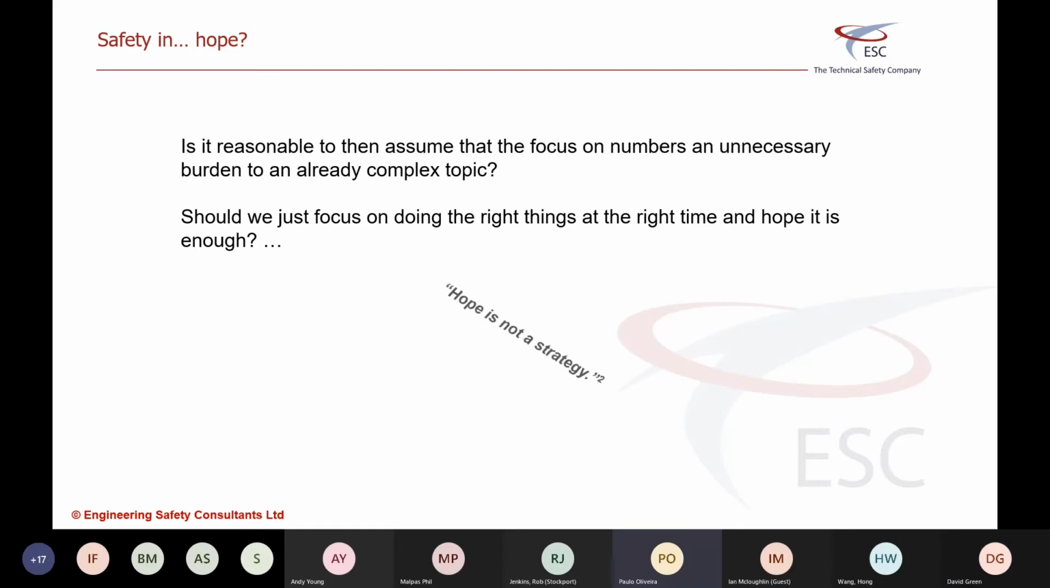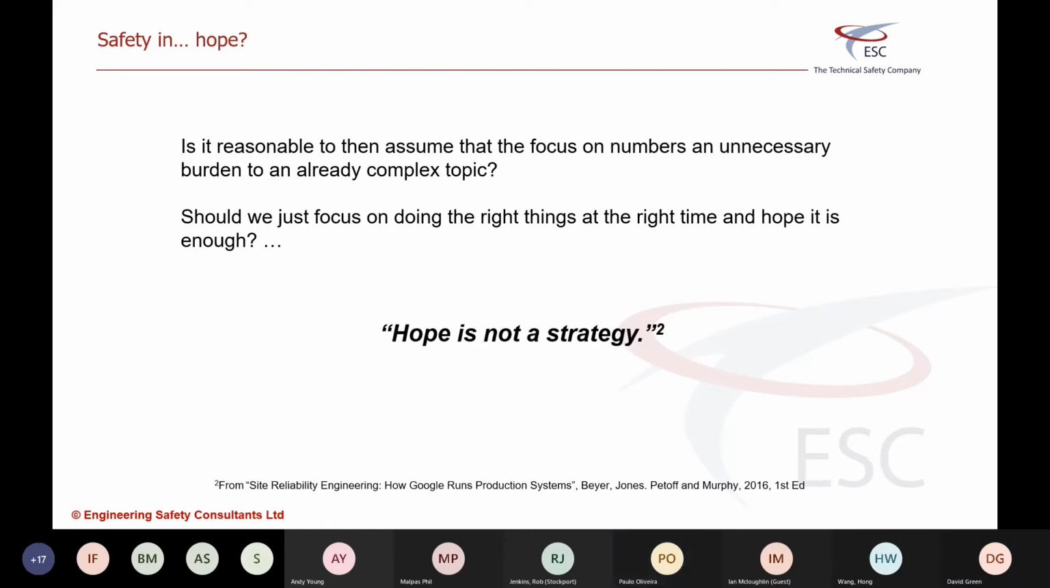Well, someone from Google said it best: hope is not a strategy. All of us will deal with the necessity for having a strategy to manage risk, to manage availability, to manage performance, and hope is definitely not one that I've seen quoted as an effective one. Okay, so we're saying numbers didn't play a significant part, and hope is not going to help us. So what is?